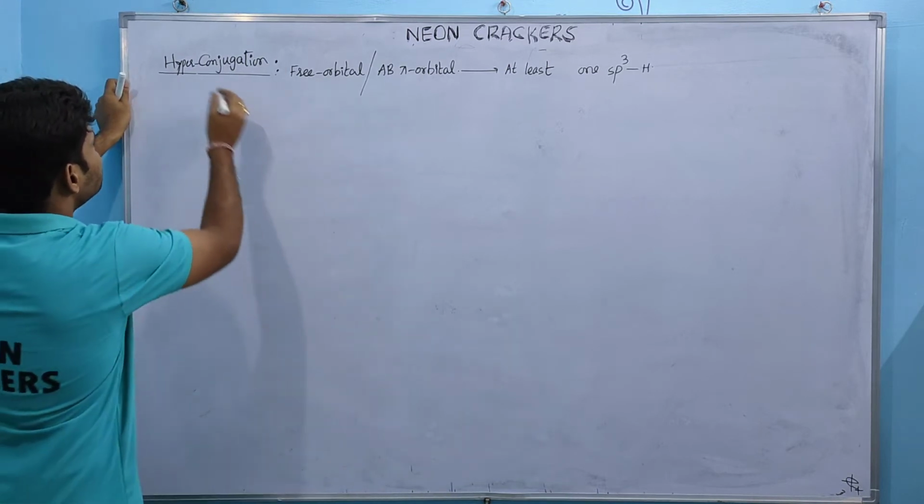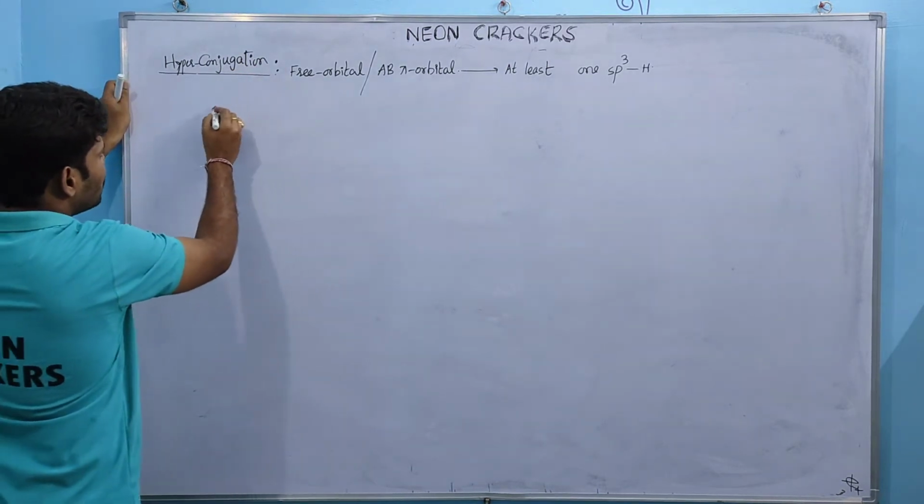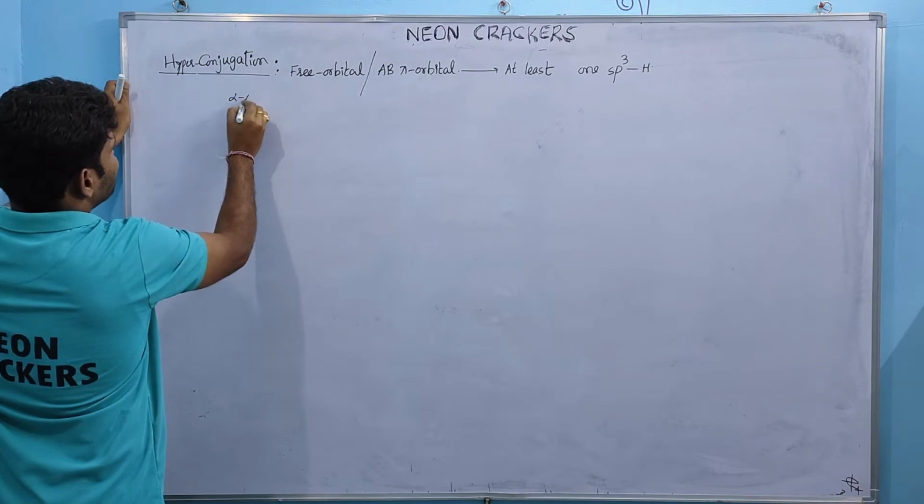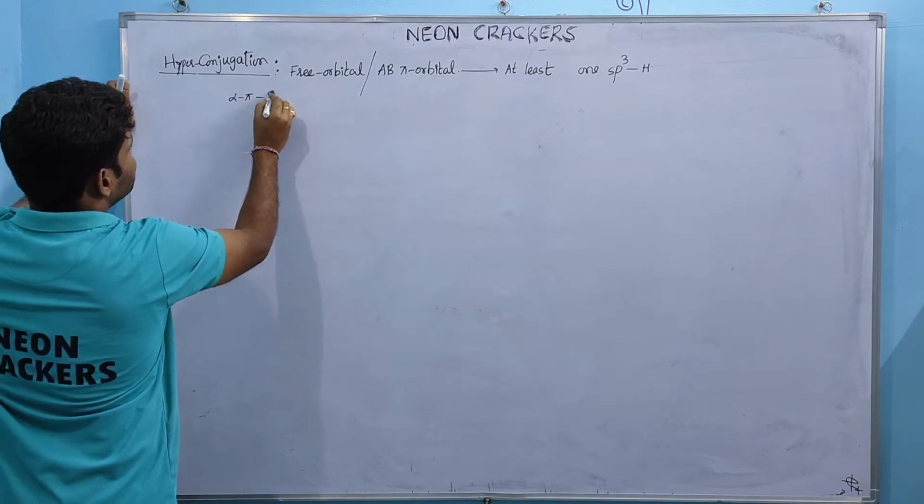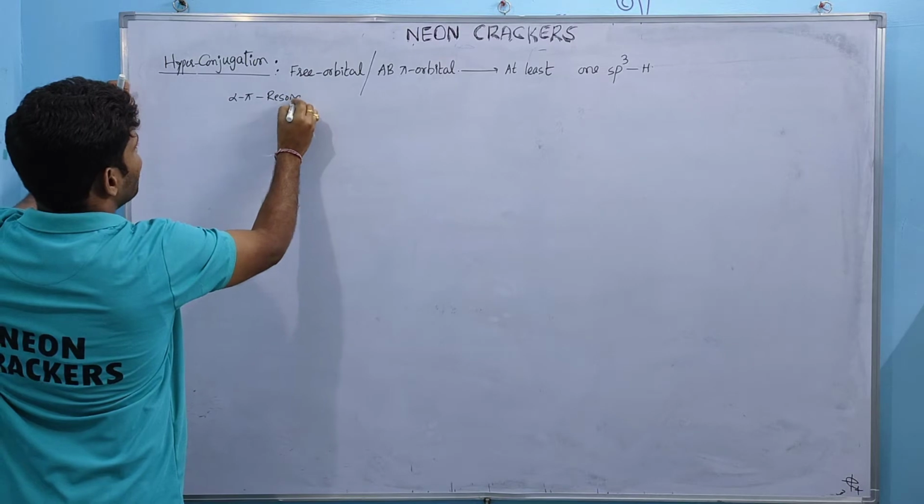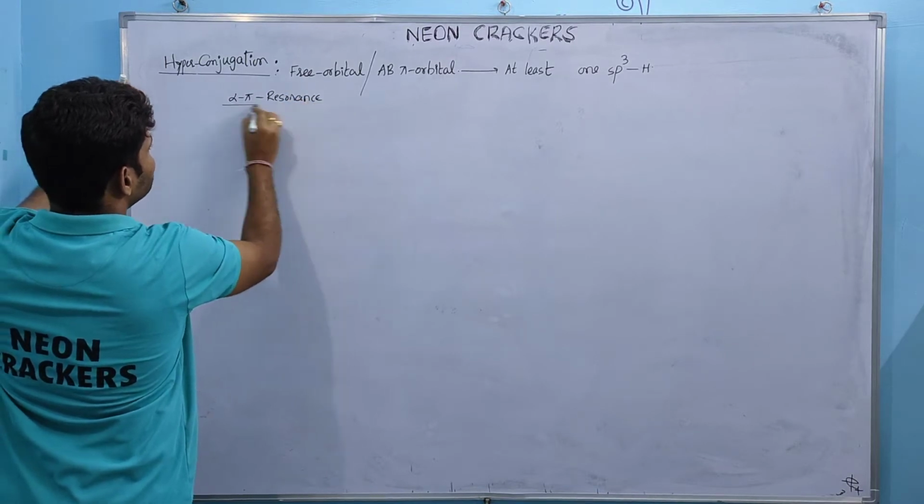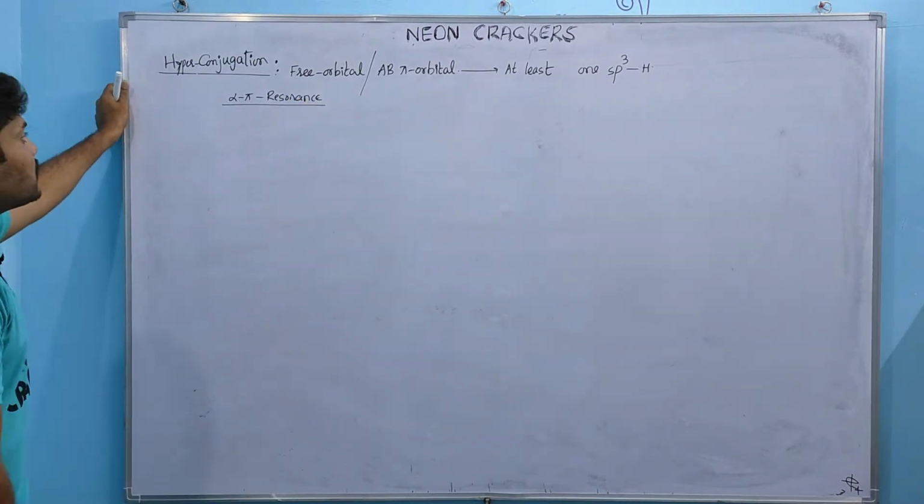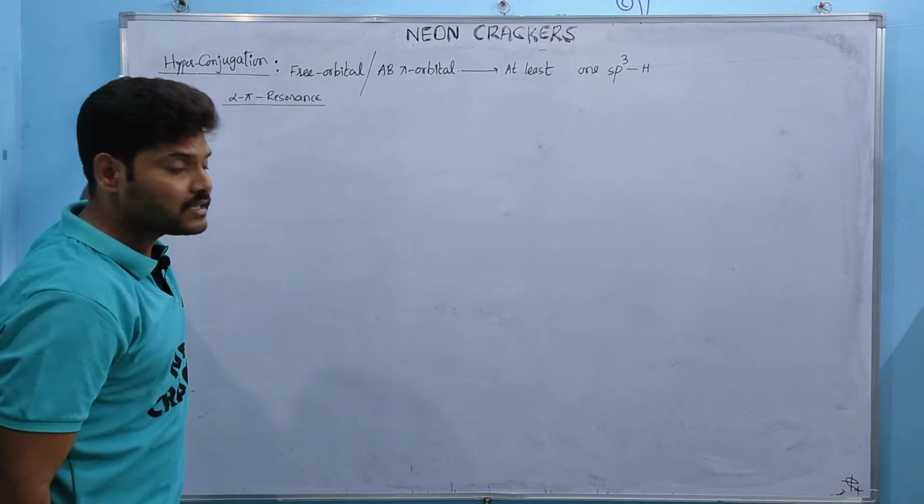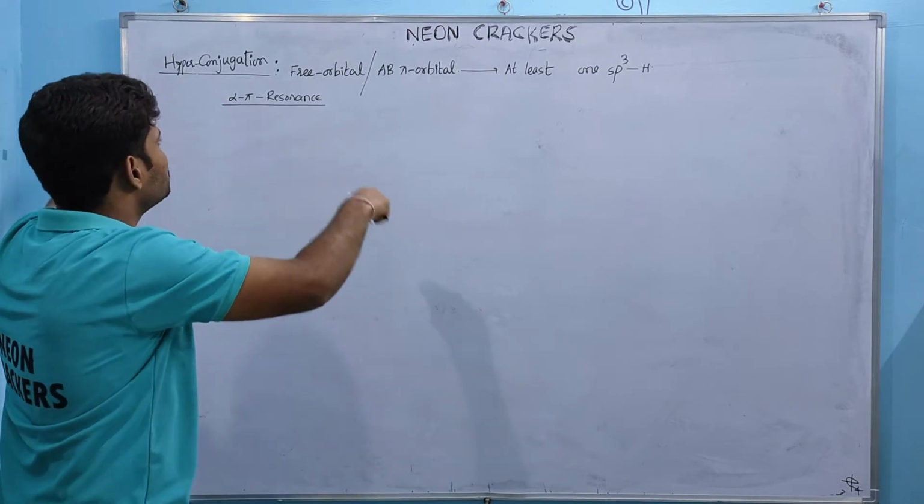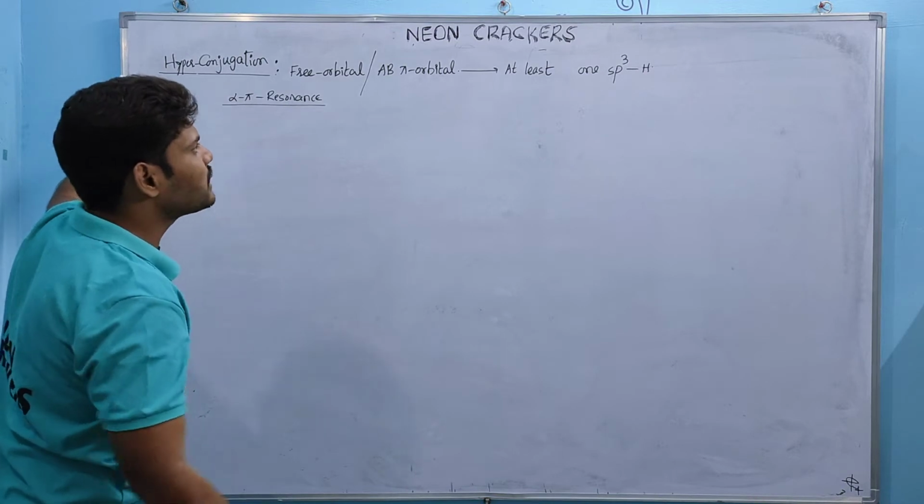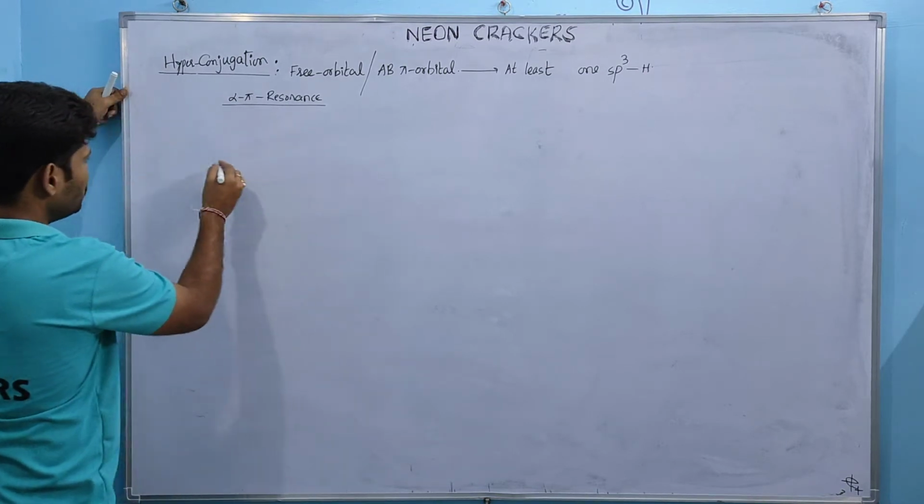Hyperconjugation is called sigma-pi delocalization or sigma-pi resonance. Normal delocalization, normal resonance, is different. Here hyperconjugation is said to be sigma and pi resonance. What is happening here? Let's see with one example.